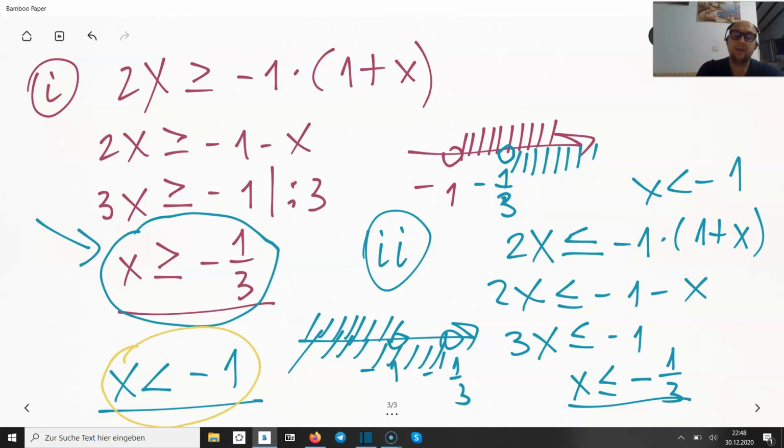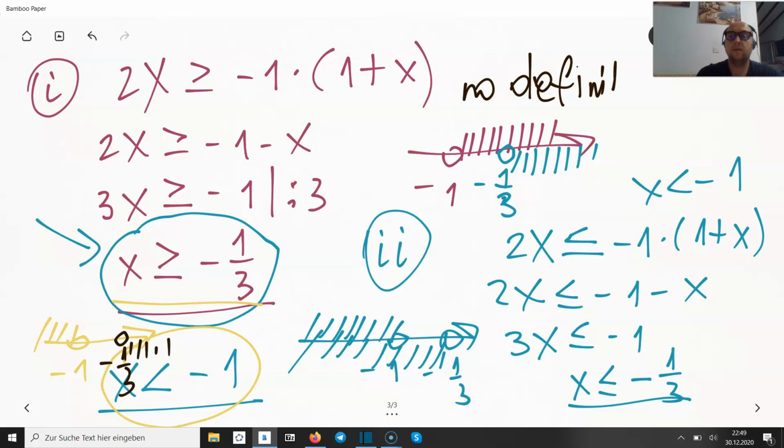So we want to be less than minus 1, and we also want to be bigger or equal than minus a third at the same time. So that means that's minus 1. We want to be less than this, and we want to be bigger or equal than minus a third. They never meet. So that means no domain, no definition. So the domain is empty. Our expression isn't defined. I hope I made no mistakes.